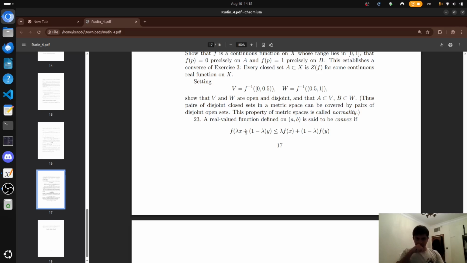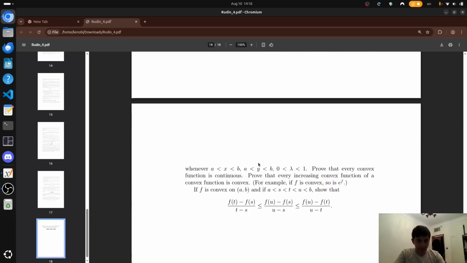So what it means is that it's kind of like increasing, because when you take a point between those 2 points, the value is going to be less than when you take them separately, and it's going to be equal when you have linear functions, basically. For these conditions, prove that every convex function is continuous.